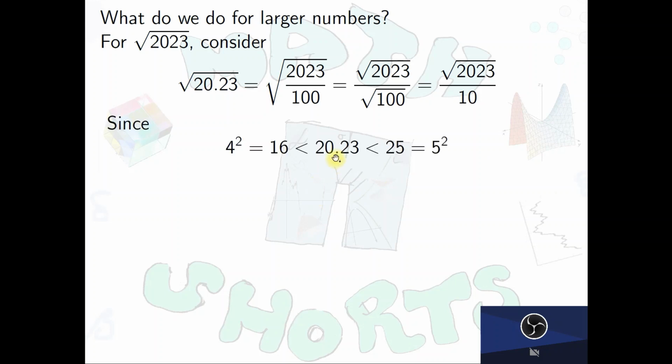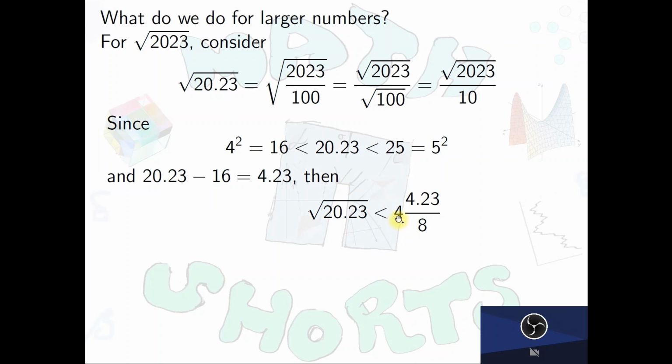Well, 20.23 is between 4 squared, which is 16, and 5 squared, which is 25. If we look at the extra stuff, it's bigger than 16, so 20.23 minus 16 is 4.23. And then we could do the same thing. We said we got something with sides 4 and 4, so I've got 8 spots. So the square root of 20.23 is going to be less than 4 and 4.23 over 8, which is kind of an ugly fraction. That's okay for now. On the other side, it's going to be greater than 4 and 4.23 over 9, one extra.